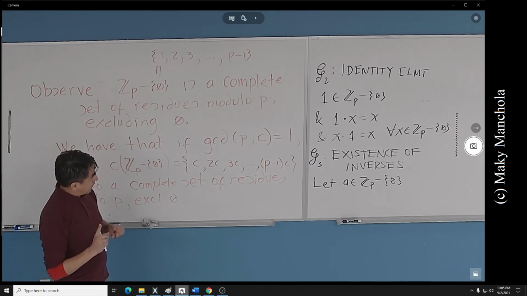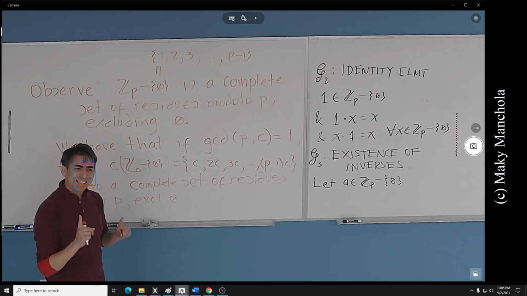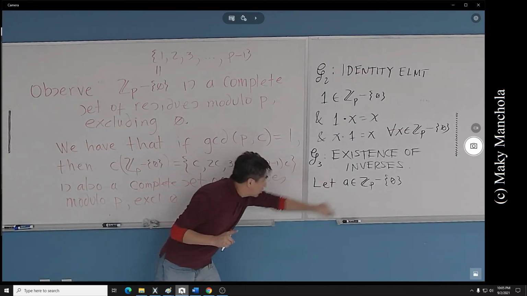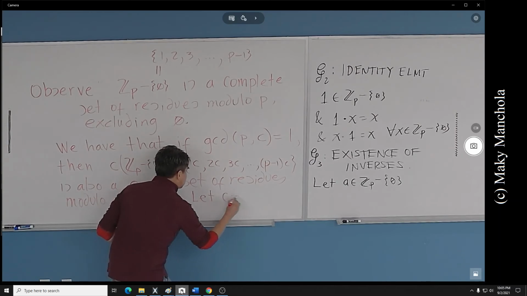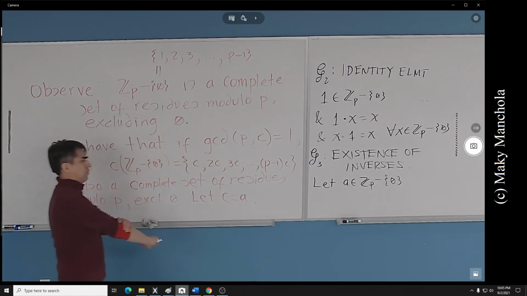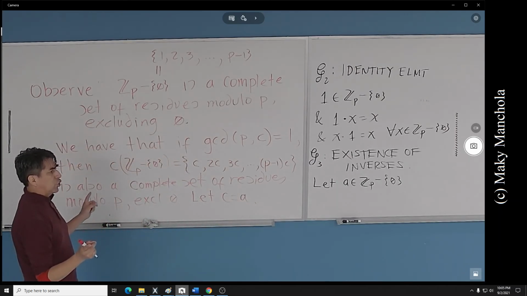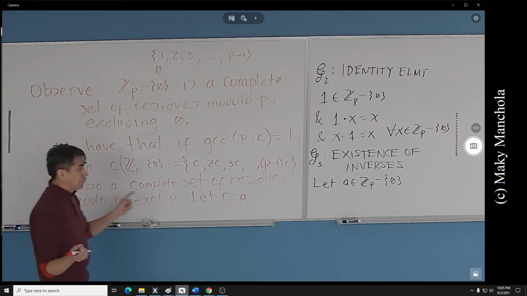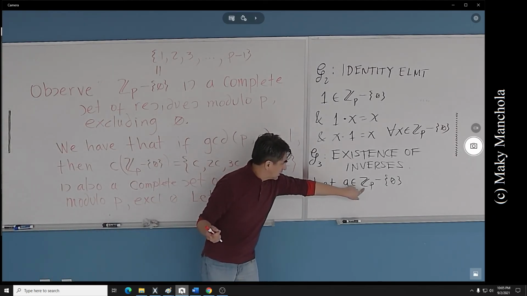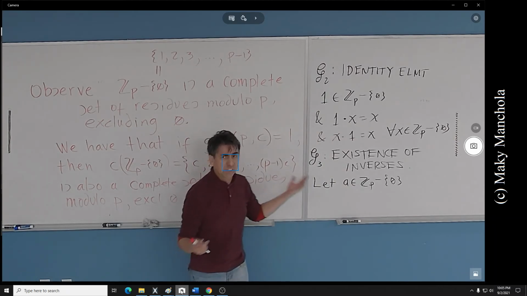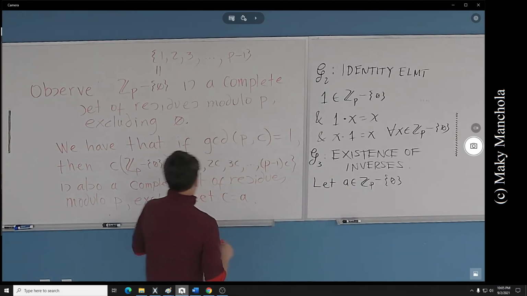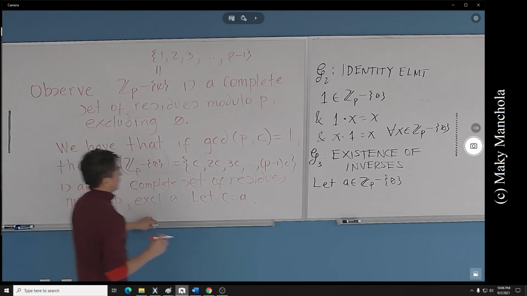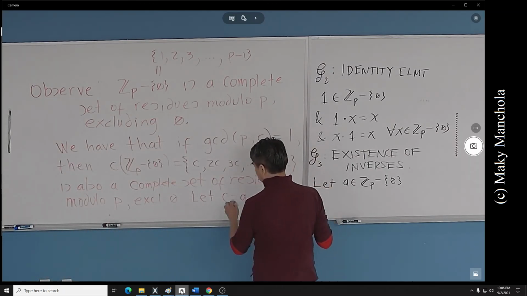So let's do the following. Let's make a choice. Let's make C be actually A. So let C be A. Why is that a good choice? Well, A belongs to that set, so it is relatively prime with P. So here's what we get. We're almost done with this proof.